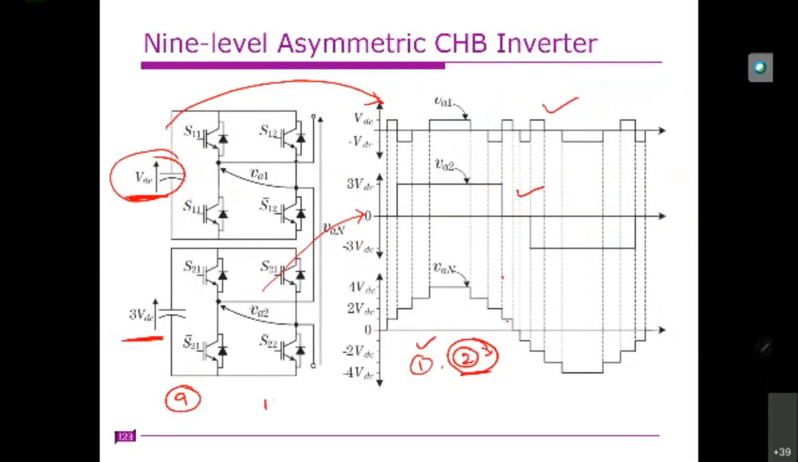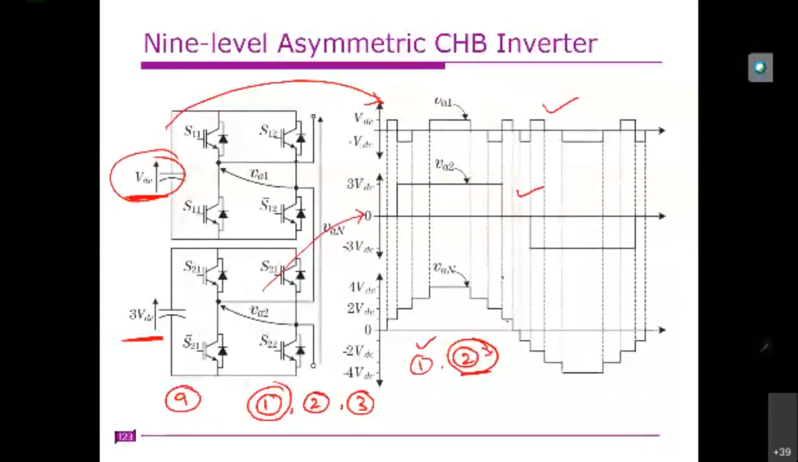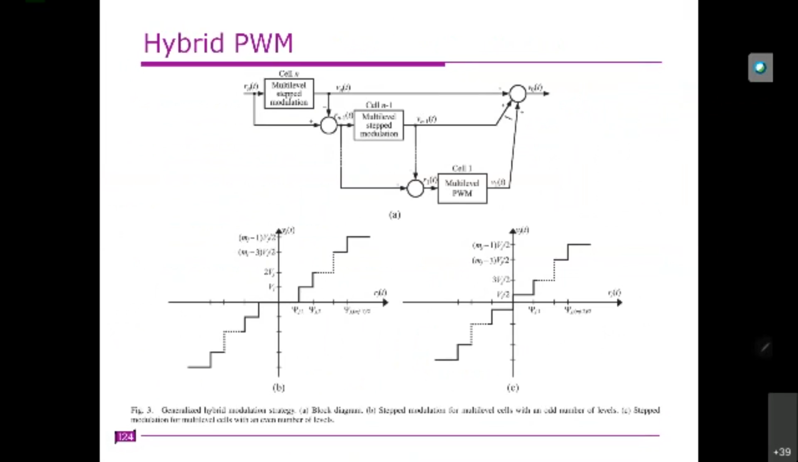Now the question is, if you have 3 bridges, 1, 2, 3. In that case, the first one is as usual operating at the square wave, and the remaining 2 and 3 can be operated with the remaining modulating signal.